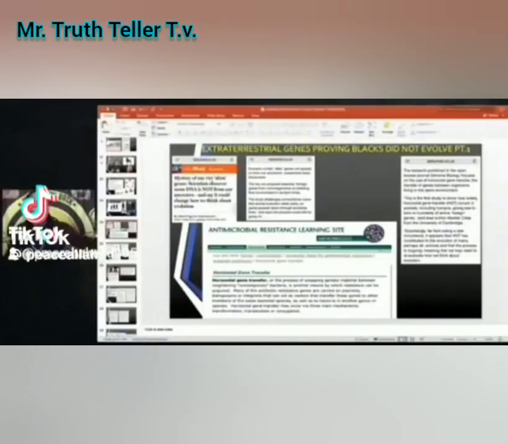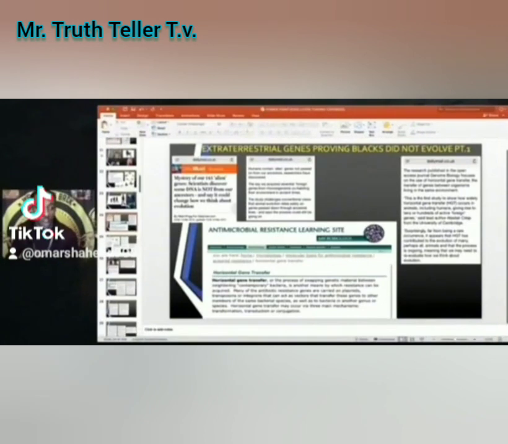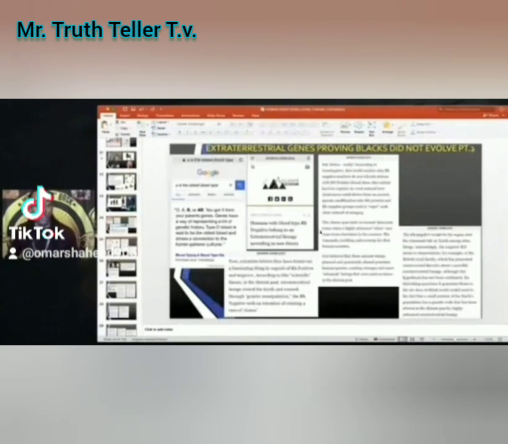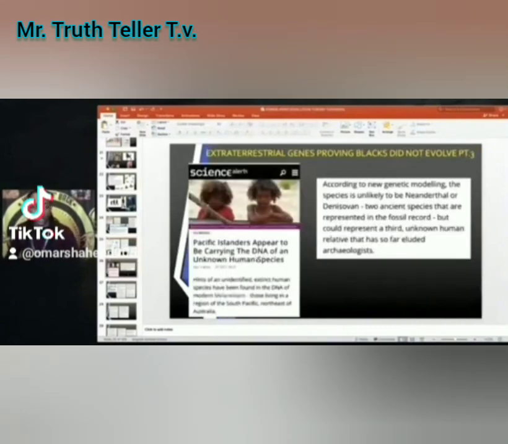Look at that, 147 alien genes. Look at this. Humans contain alien genes not passed from our ancestors, researchers have discovered. Who is humans? Now look at this. Talking about the O negative blood type, huh? Which is an extraterrestrial blood type. Look at this, huh? Africans, huh?